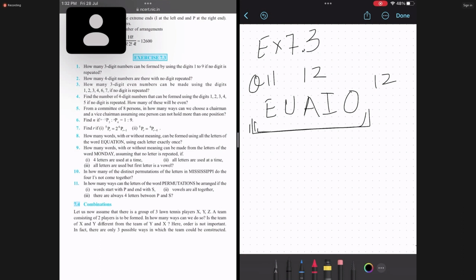So what you now have is 7. So you have 12 minus 5 plus 1 letter, because these 5 are to be considered as one letter. So the total number of letters that we now have is 8. Correct.